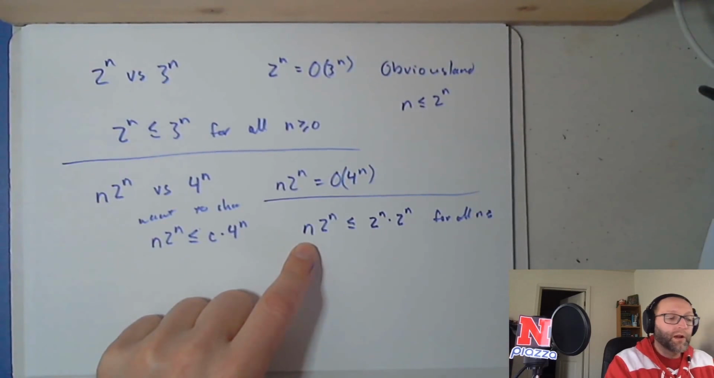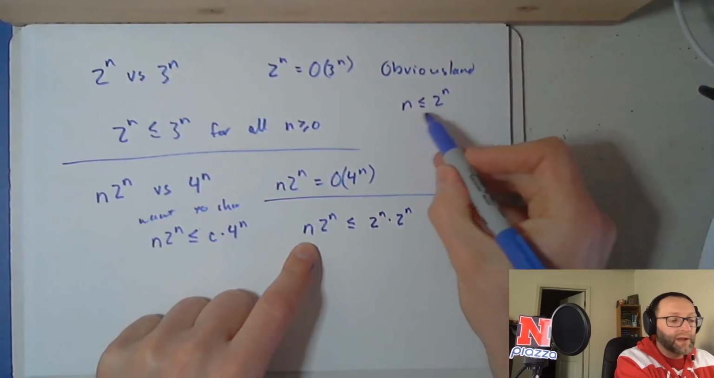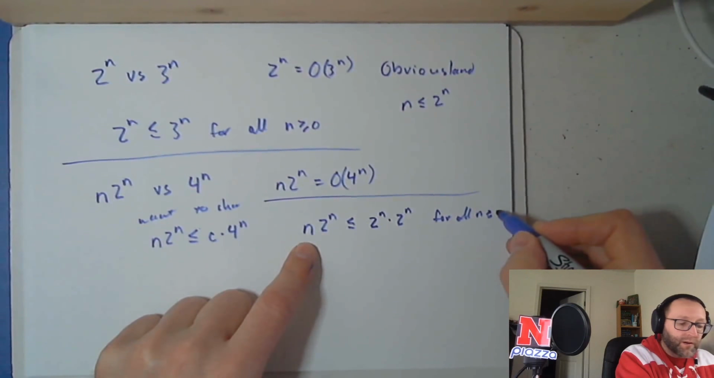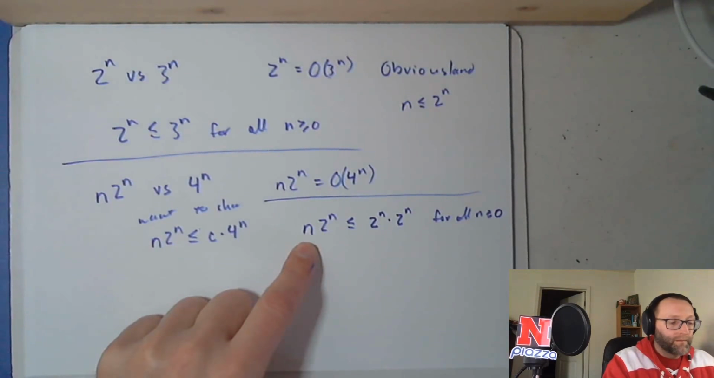And again, you have to be careful here. 2 is less than or equal to 2 squared, that works. 3 is less than or equal to 2 cubed, which is 8. Yeah, that works. So it works for all n greater than or equal to 0.